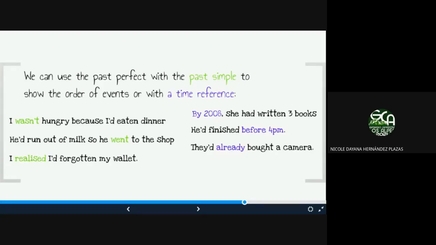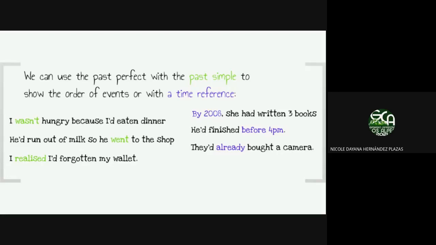So let's ask Emily, Princess, what happened first here? I realized I'd forgotten my wallet. I don't know, teacher. I don't understand. Read the sentence, baby. What happened first?